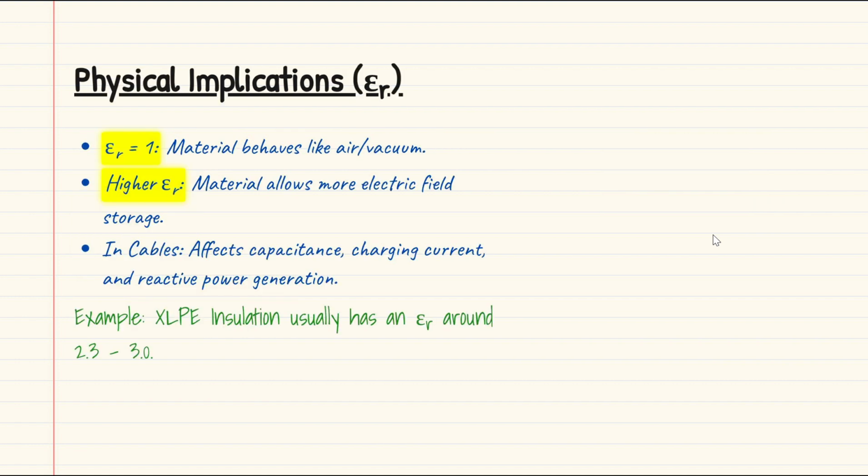Next. Epsilon r equal to 1 means the material behaves like a vacuum or free space. Higher epsilon r, as we already discussed, means a stronger electric field and higher capacitance. In cables, it affects higher charging current and reactive power generation.